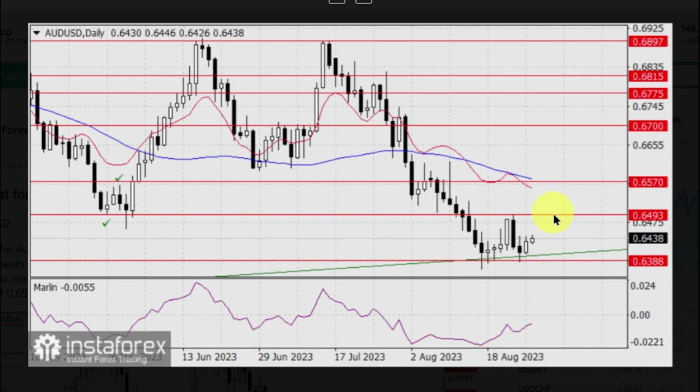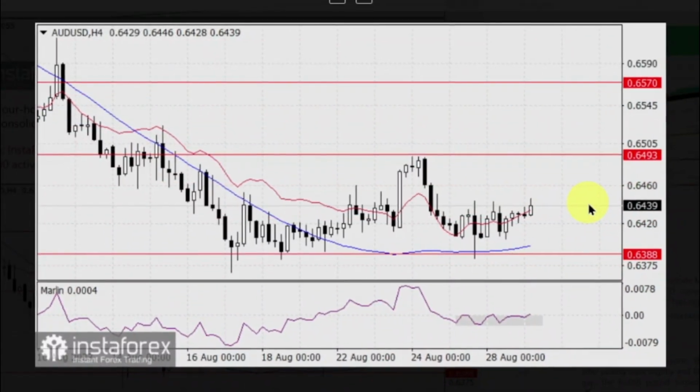Consolidating above this level will open the second target at 0.6570, which the MACD line is approaching. On the 4-hour chart, the price is breaking above the balance indicator line, its red line on graphic. The Marlin oscillator, after a brief consolidation below the zero line, has moved above it. An uptrend in the short term is the main scenario.